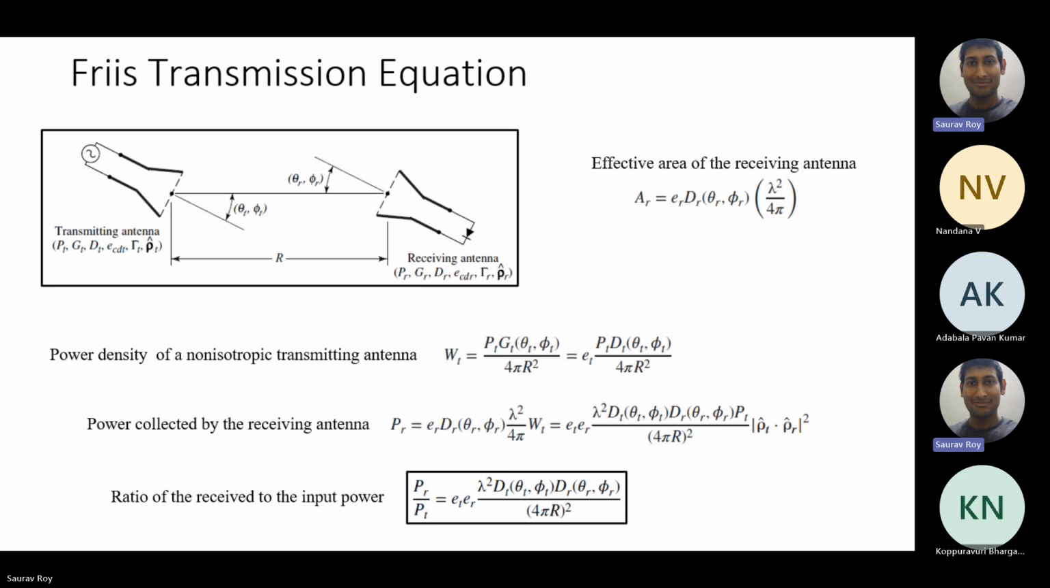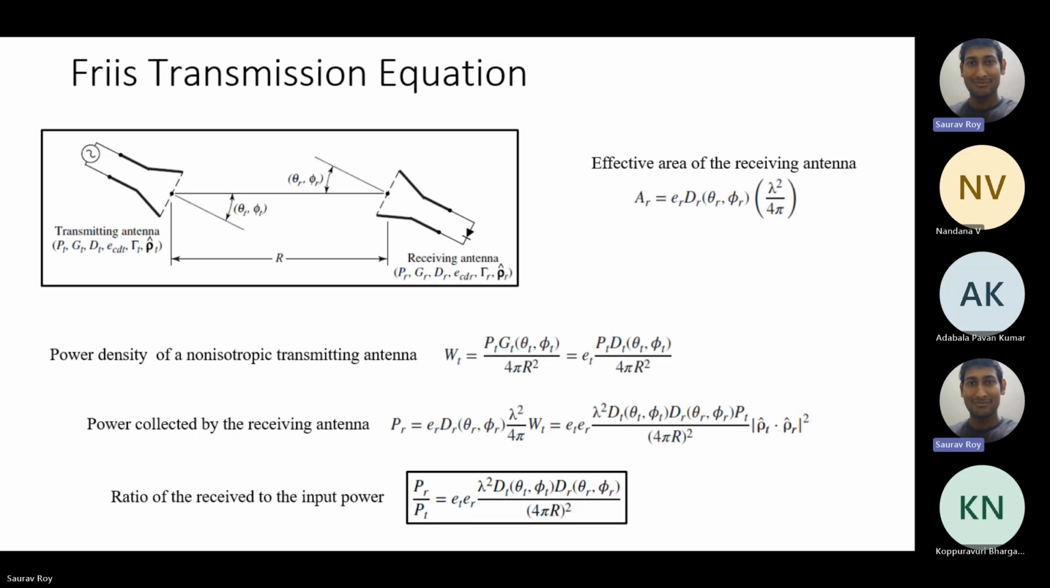So now let's look into what the Friis transmission equation is all about. What it discusses is that, let's say there is a transmit antenna and there is a receive antenna somewhere in the far field, far away. If we transmit some amount of power through the antenna, how much power will be received?